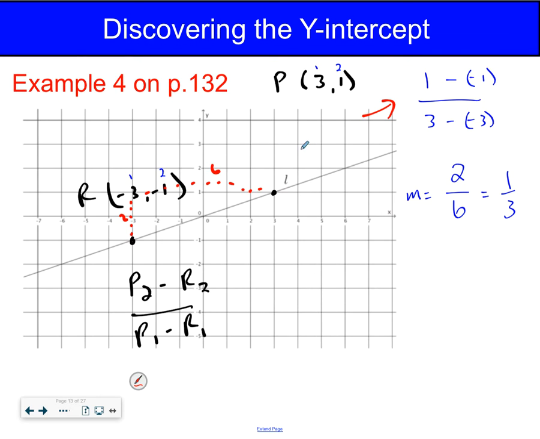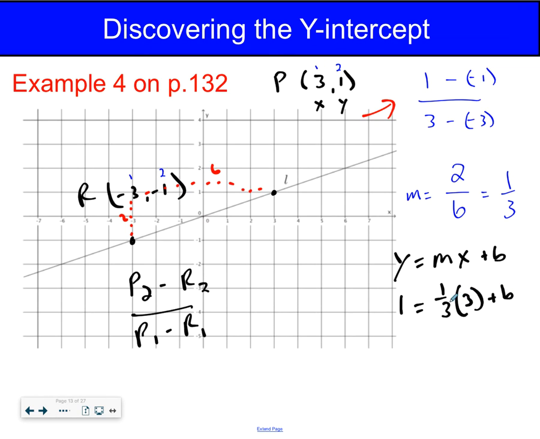Now the process is the exact same. I substitute my m into the equation. All right, so that's 1/3. I choose one of these coordinates. Let's go with (3, 1). So 3 would be my x and 1 would be my y. So I have 1 equals 1/3 times 3 plus b.